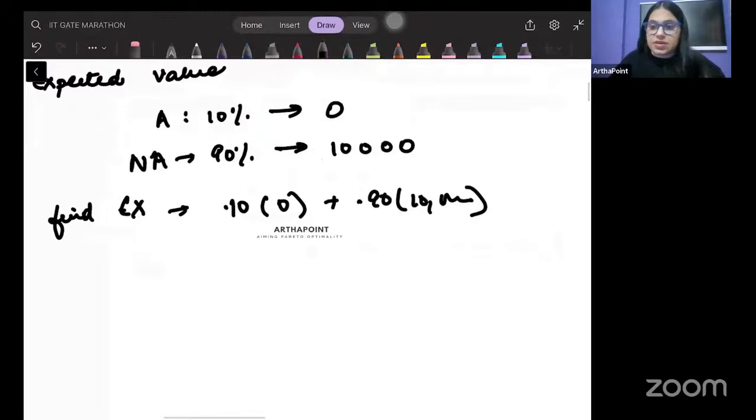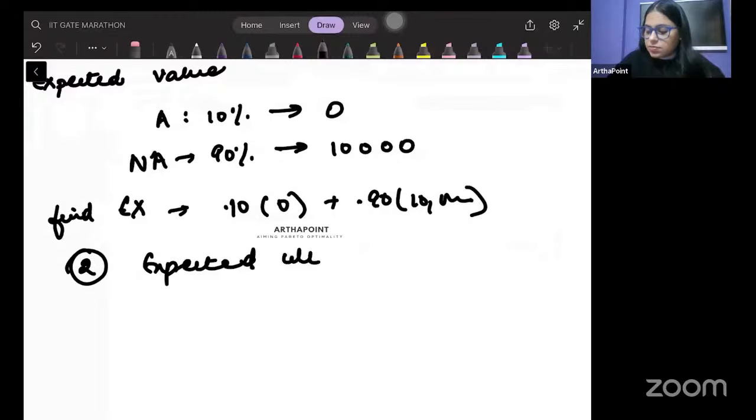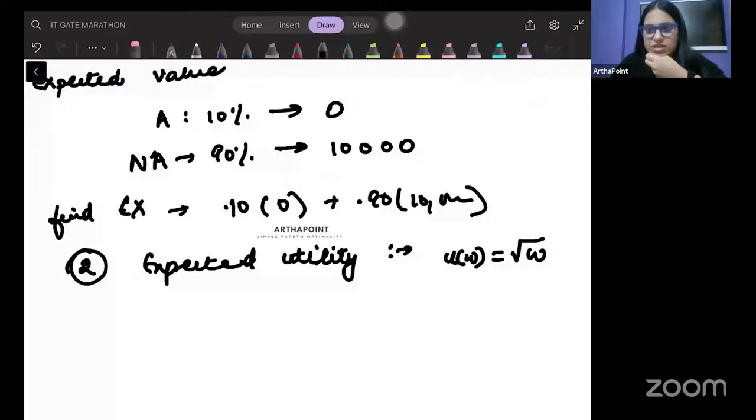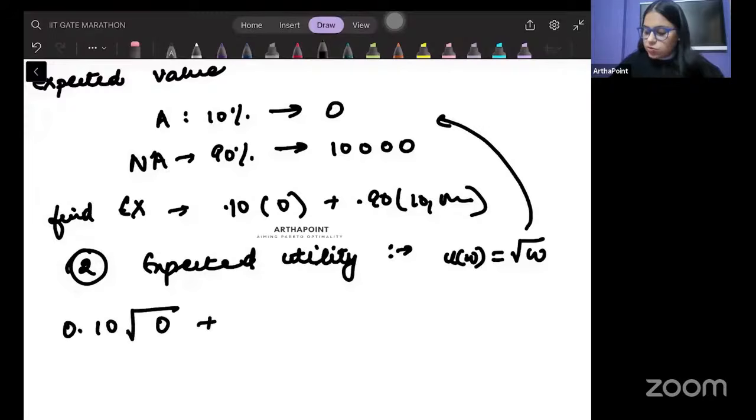Okay, so this is expected value. Then the second kind of question that can be asked in exam is expected utility. In expected utility you will be given a utility function and you will be asked to calculate expected utility. So what will happen there? If I were to find expected utility, I will have 0.10 root 0 plus 0.90 root 10,000. That's the second kind of question.